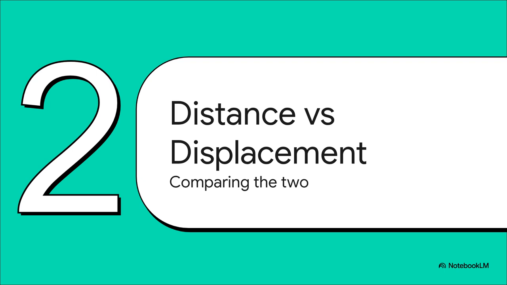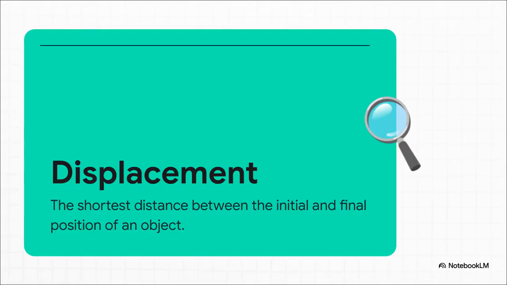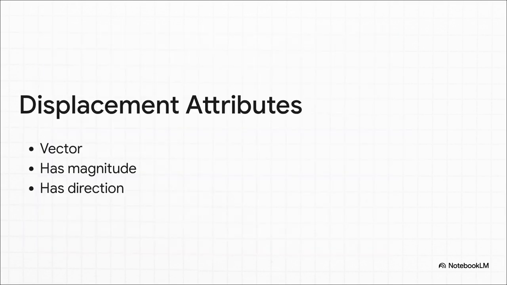Which brings us to our first real plot twist. Section 2, distance versus displacement. We know how much path we've covered, but what if the winding path doesn't actually matter? Displacement is the shortest distance between the initial and final position of an object. Highlighting that exact phrase, shortest distance, is the real game changer here. Displacement completely ignores all your wandering around and just draws a perfectly straight line from where you started directly to where you stopped.